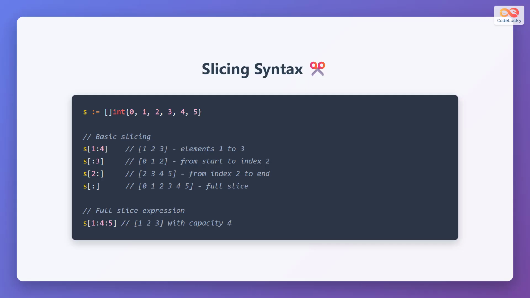To create a full slice, use S[:], which means from beginning to end. The last one is a full slice expression. You can also specify a capacity. The syntax is S[1:4:5], which creates a slice containing elements 1, 2, and 3 with capacity of 4.